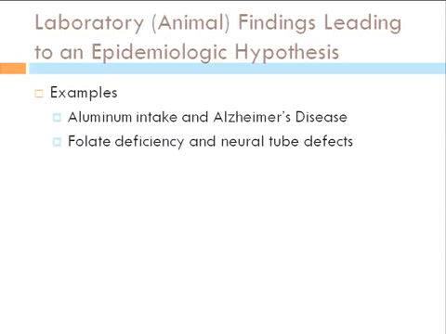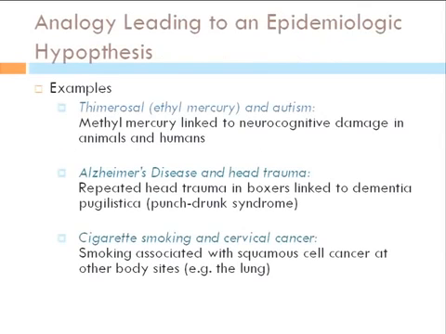There's also an analogy leading to epidemiologic hypotheses, so ethyl mercury and autism, right, that is an additive to some vaccines. And the thought was, well, methyl mercury is linked to neurocognitive damage in animals and humans, all right? So why wouldn't this then be potentially harmful and linked to autism? There's Alzheimer's disease and head trauma. So repeated head trauma, like in boxers, right, is linked to dementia, so punch drunk syndrome.